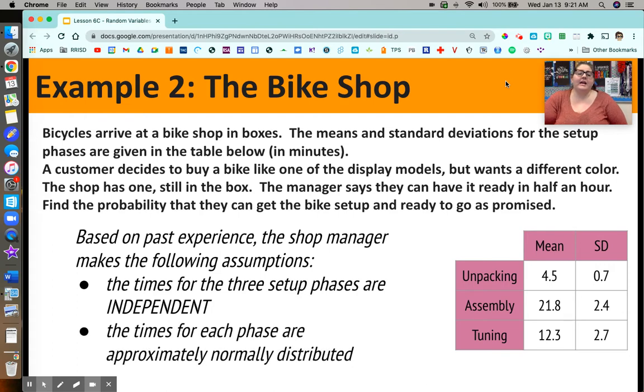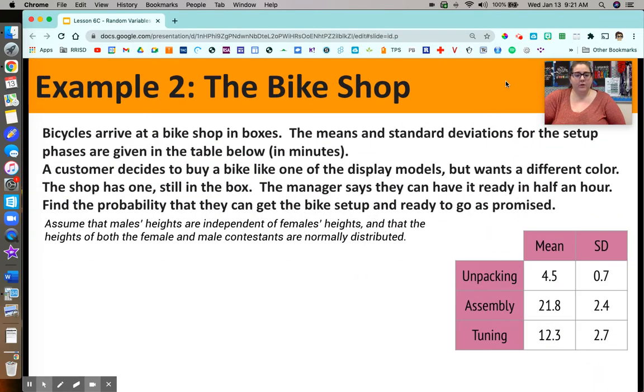The second thing is that the times for each phase are approximately normally distributed, which is going to allow us to use the normal model to find our probability here in a couple of minutes. But our first step, before we can even get into the normal model, is we have to know the mean and standard deviation for that combined time. I need to combine the 3 times into one normal model with a mean and standard deviation. So our first step is to find the mean and standard deviation of the combined setup time.